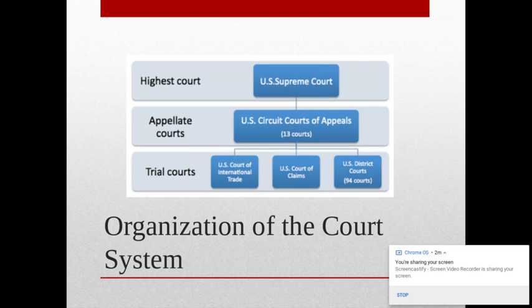In addition, there is the appellate court system, or what we call the circuit courts. And there are 13 of these circuit courts. And at the top of the system is the United States Supreme Court. So we're going to take a look at some of these and try to better understand how they operate. For our intents and purposes, I want to jump right in and talk a little bit about the United States Supreme Court. It's the one that you have a little more familiarity with.